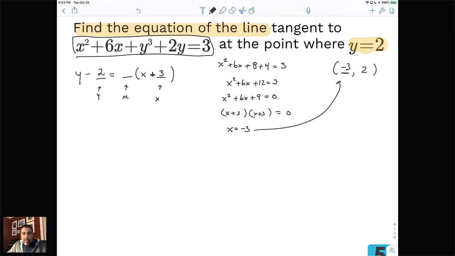So I hope everyone's following this and is okay with what we've done so far. Because to be honest, we haven't done any calculus yet. This is all just equation of a line work. So the only thing left to do to fill in this equation of a line is to find our slope.